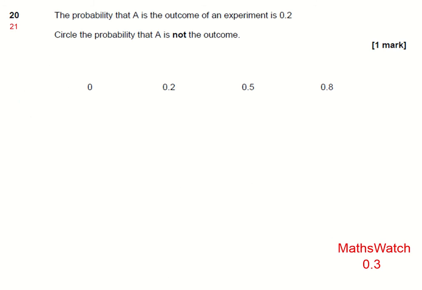Question 20, which is also question number 21 for Maths Watch, is as follows. The probability that A is the outcome of an experiment is 0.2. Calculate the probability that A is not the outcome. Probabilities need to add up to give 1. So if we take a total of 1 and we subtract the probability that it is A, we'll end up with the probability that it isn't A. 1 minus 0.2 is 0.8.